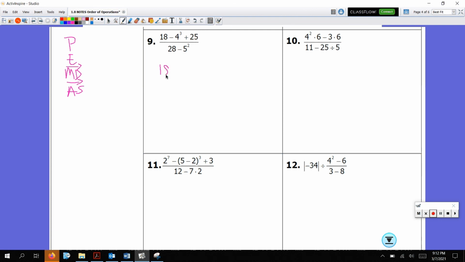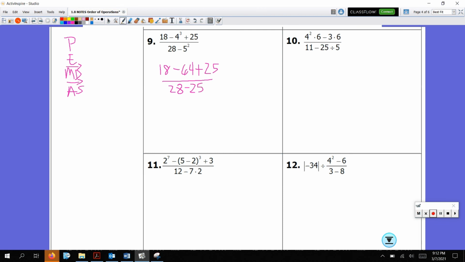It's going to give me 18 minus, let's see, what is 4 to the 3rd power? I think it's 64. Yeah. And it's 64 plus 25. Now I have the denominator. I have 28 minus 5 squared. 5 squared is going to come first. That's an exponent. So 28 minus 5 squared, 5 to the 2nd power is 25.